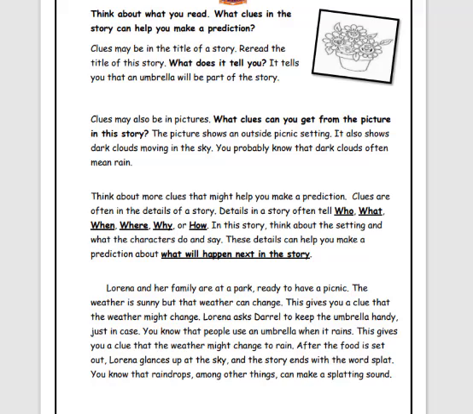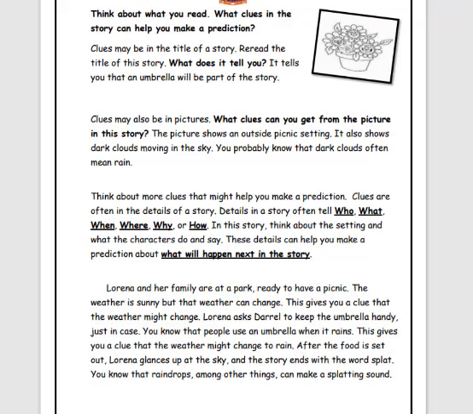Think about what you read. What clues in the story can help you make a prediction? Clues may be in the title of a story. Reread the title of the story again. What does it tell you? It tells you that an umbrella will be a part of the story.